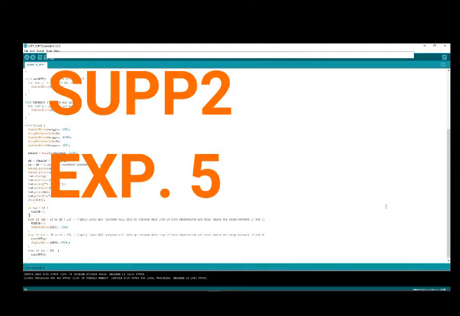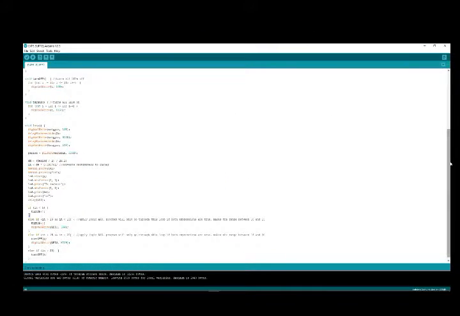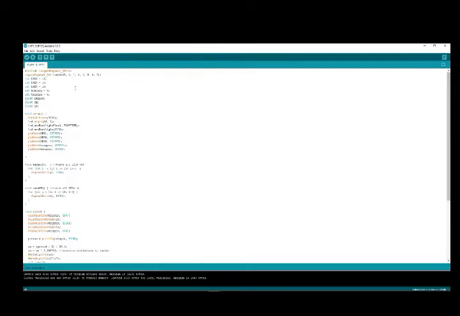Experiment 5 sub 2. We have this for the LCD with I2C, the variable declaration, and the LEDs 1 to 3 for the ultrasonic sensors, and the measurement in centimeters and in inches, and period.